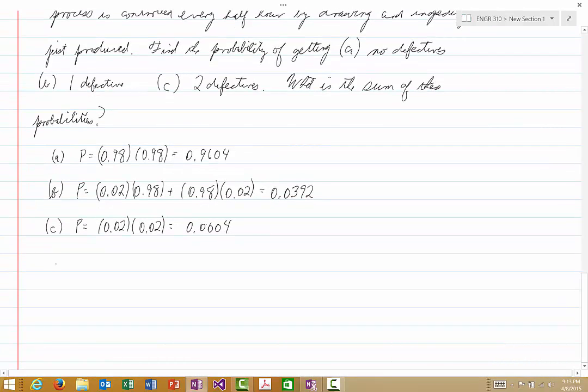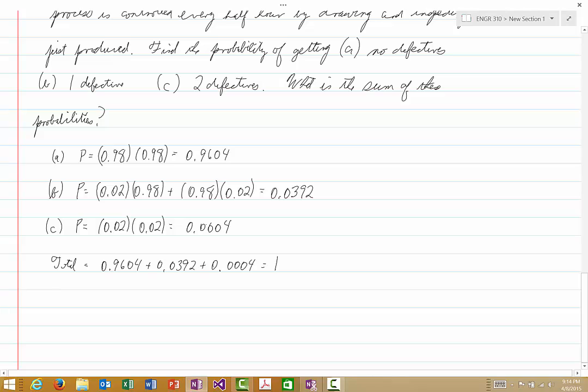And then for the total of these, we have 0.9604 plus 0.0392 plus 0.0004. And let me make sure this does come out to what it should be. And indeed, it comes out to be 1.